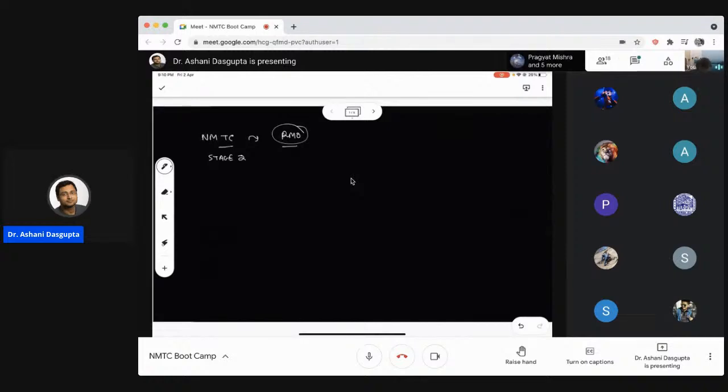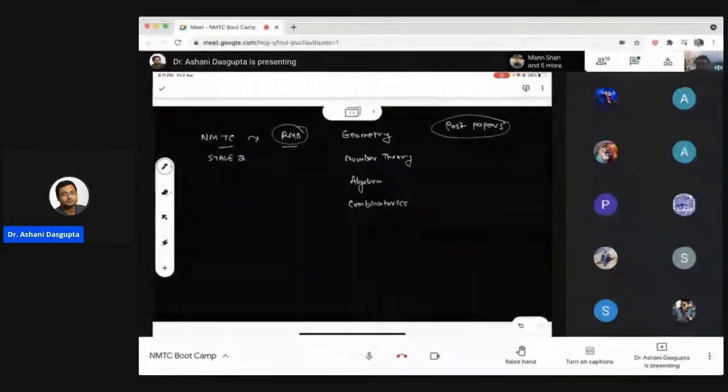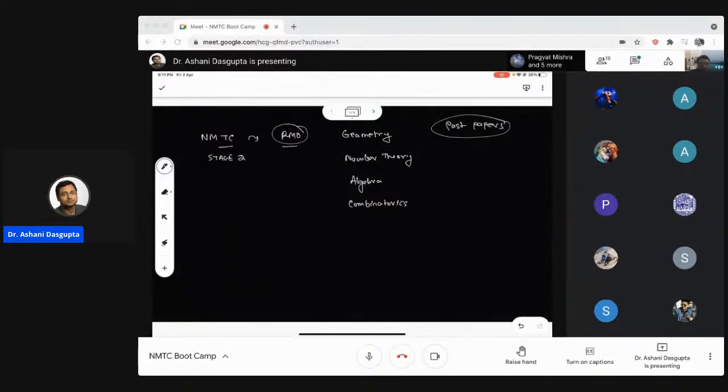As usual, we will have 4 key areas: geometry, number theory, algebra, and combinatorics. And of course, you should go through the past papers. I'll give you a link to that at the end of the class. The past papers are also available very easily online, so you can also look into them. Cherish has all the past papers. That's great, Cherish, so you can also share it with your friends.